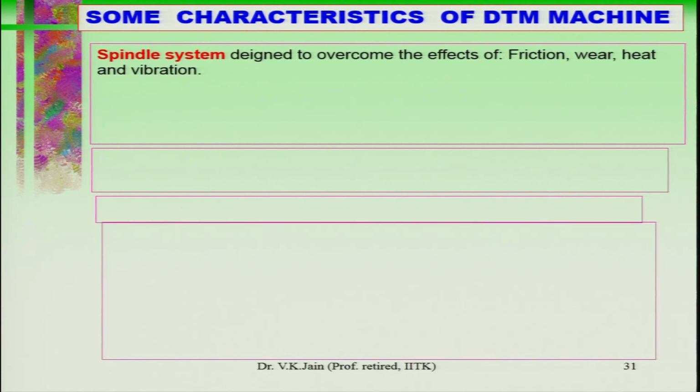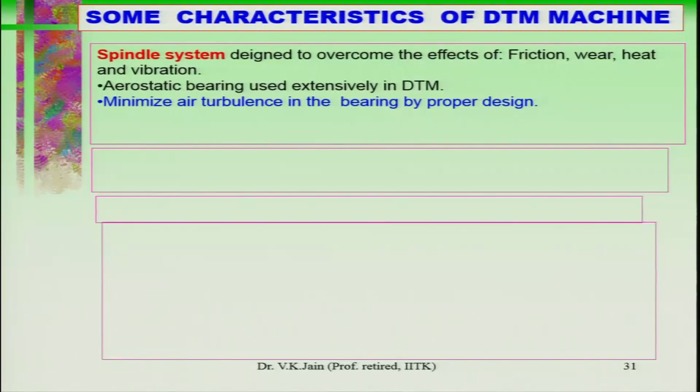Then some characteristics of the DTM machine. For the spindle system, which is very important, it is designed to overcome the effects of friction, wear, heat and vibration. All of them are going to really affect. Friction is going to affect the cutting forces, and cutting forces will affect the vibrations if any. Then wear of the cutting tool is going to affect the machined surface characteristics, and the wear of the tool takes place as you find in single point turning tool and others. And then heat, as I have just mentioned, vibration I have also mentioned, all of them are going to affect the characteristics of the machine component as well as performance of machining.